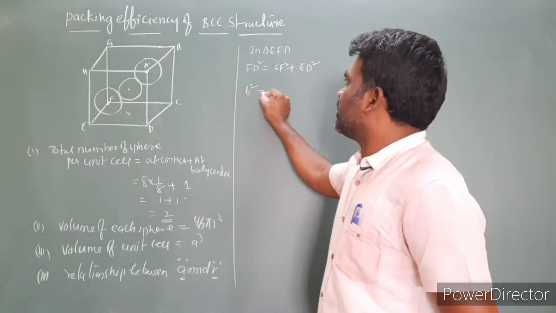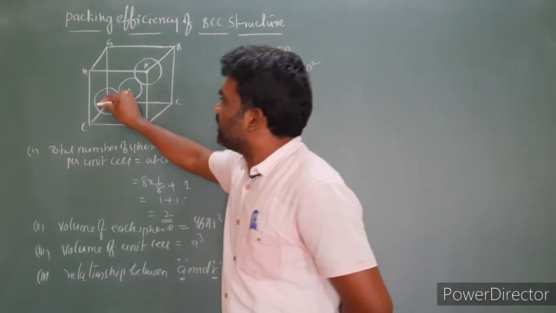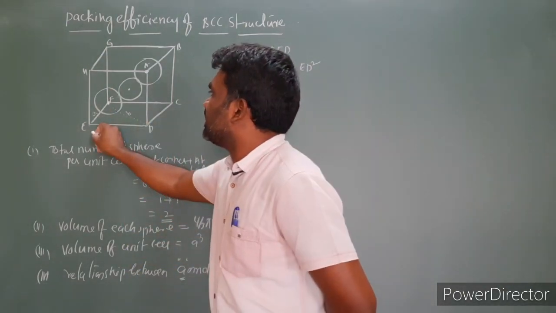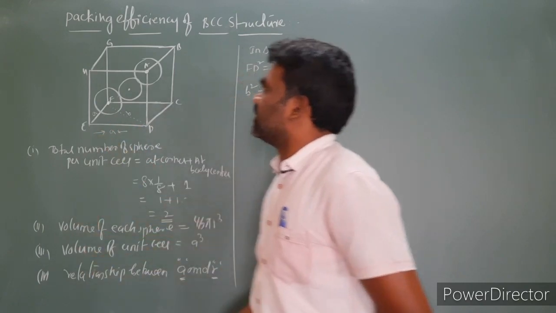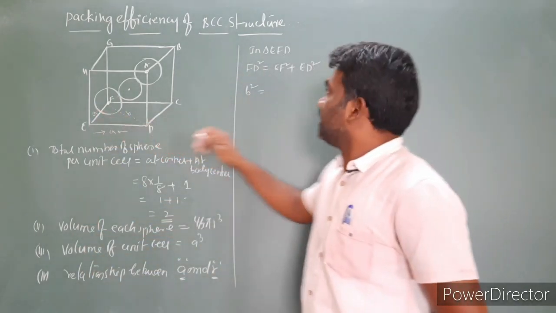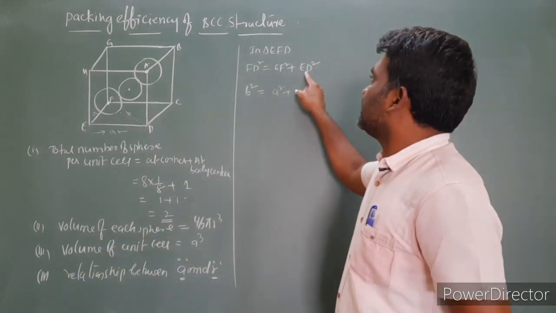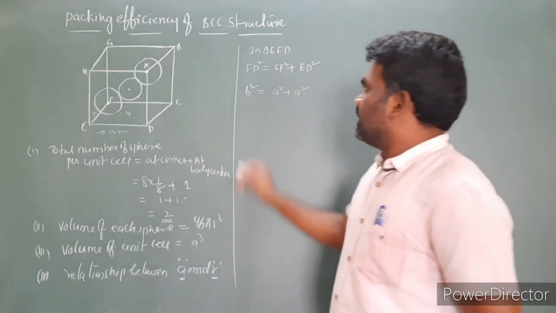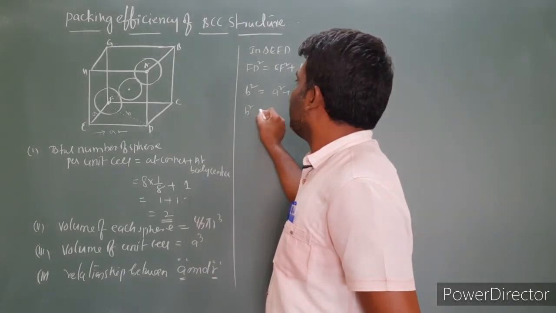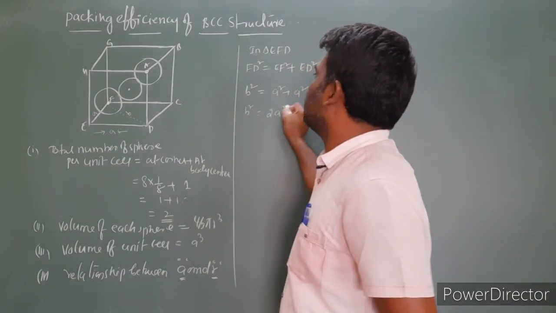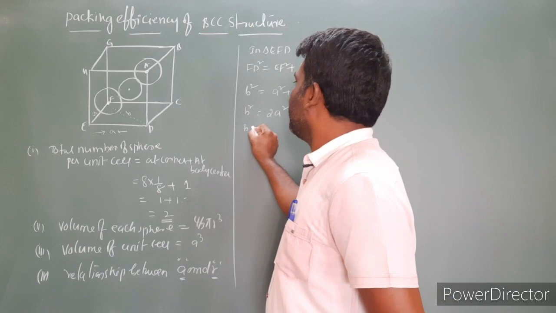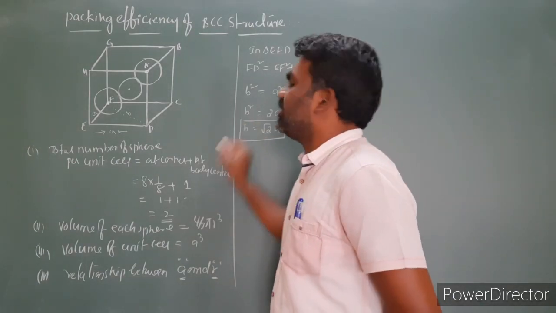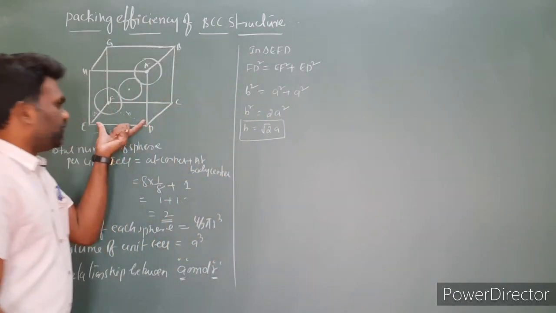Then b square is equal to EF square. EF is nothing but the edge length a. ED is also the edge length a. So these two are the edge lengths. So b square is equal to a square plus a square, then b square is equal to 2a square. Then b is equal to root 2 a. So we found the face diagonal.